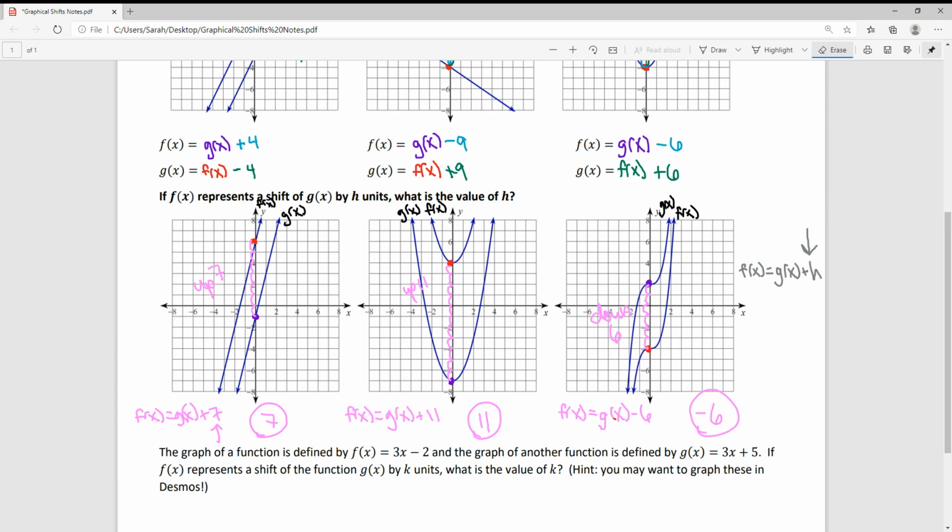There's a couple more problems I'm going to talk to you about. I'm going to do that in a separate video. So hopefully now you're starting to get the idea of graph shifting.